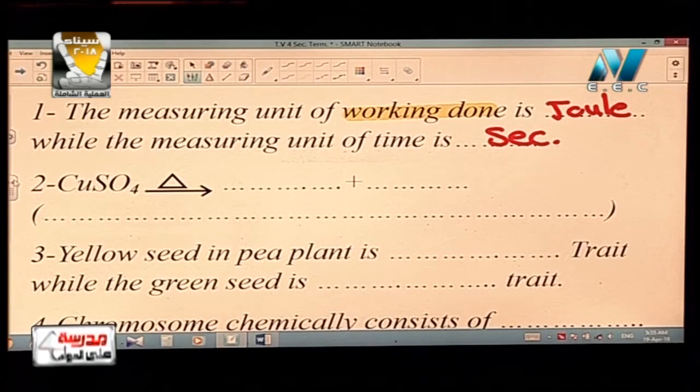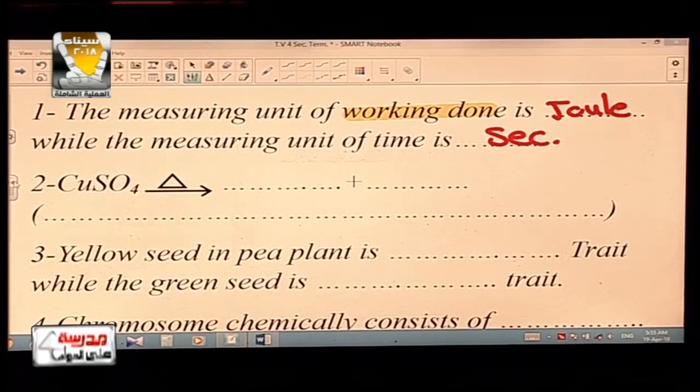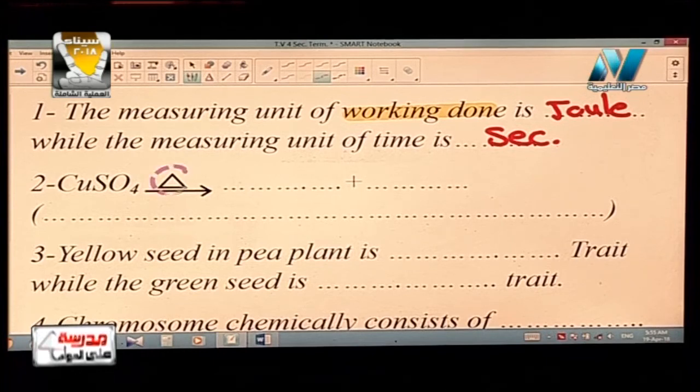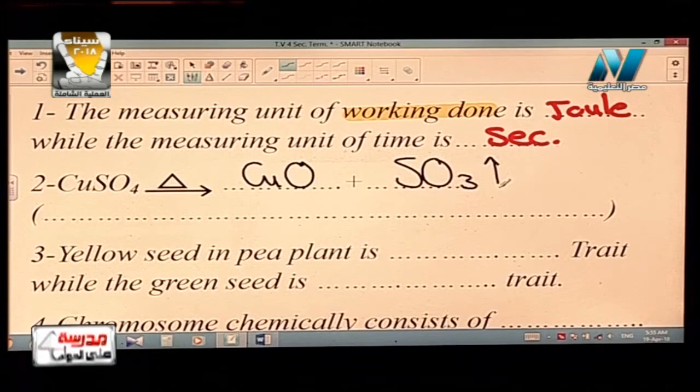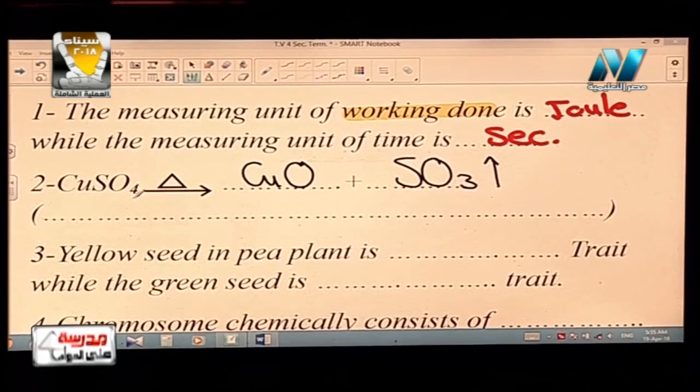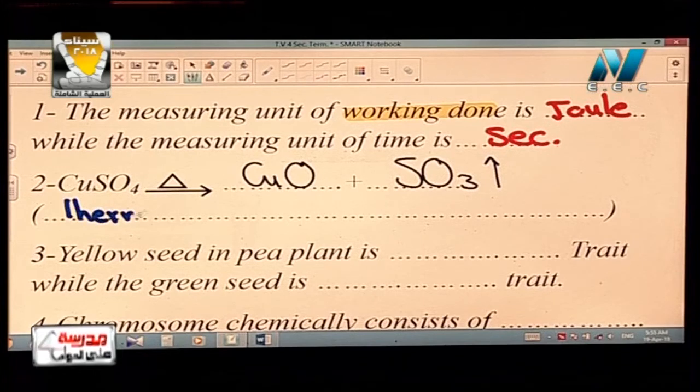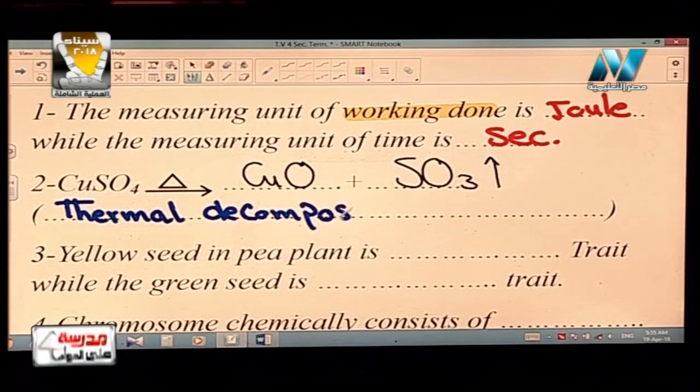Okay, and we have another chemical equation, copper sulfate, and here we have heating as a triangle. So we have a thermal decomposition reaction, and we know copper sulfate will decompose by heating into black copper oxide, CuO, plus SO3, sulfur trioxide. And this reaction, its type is what? It is a thermal decomposition reaction.